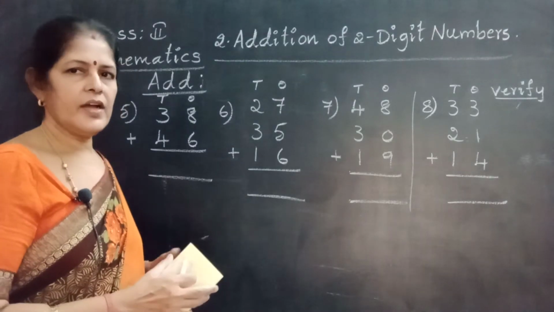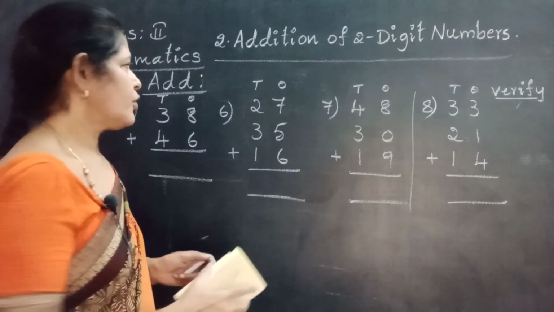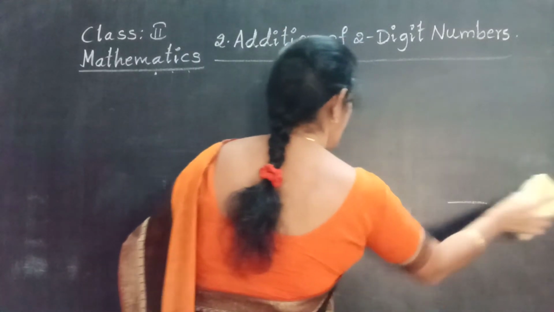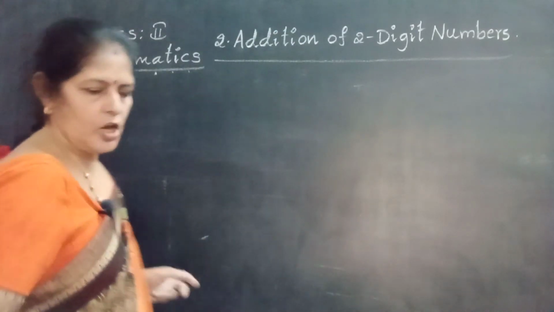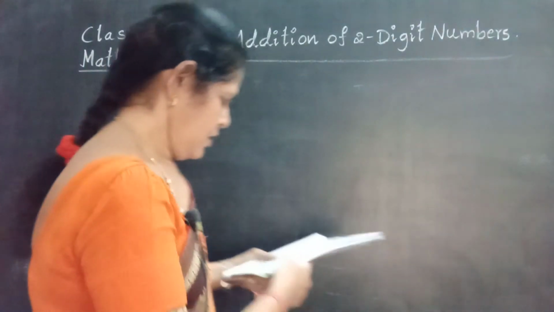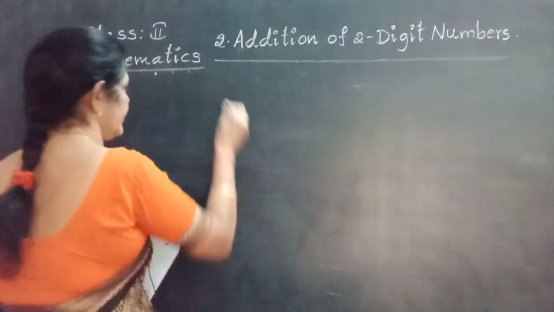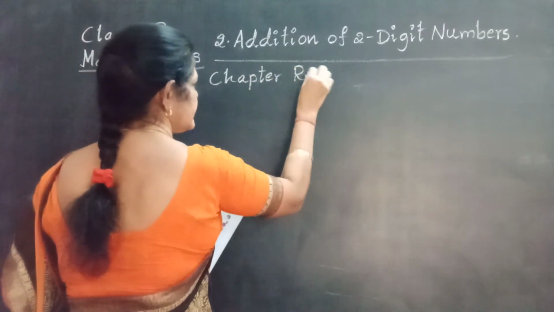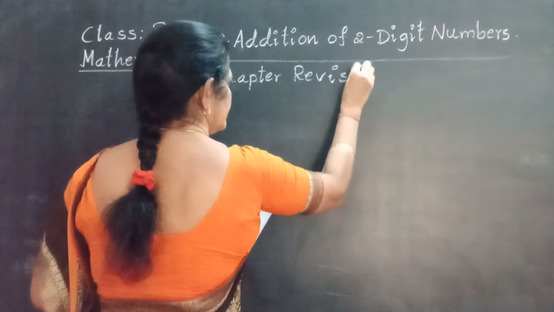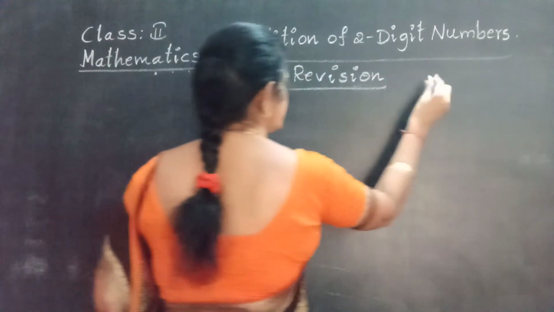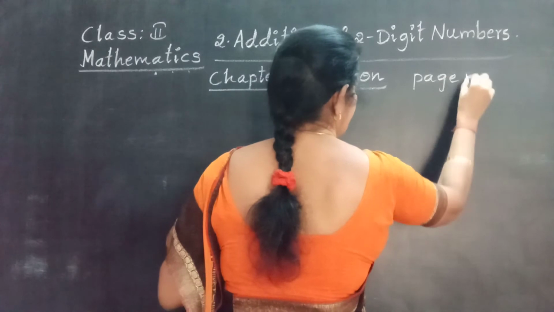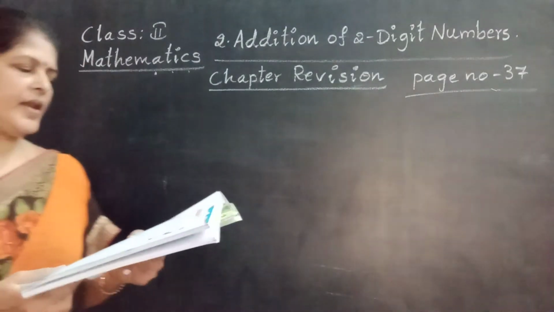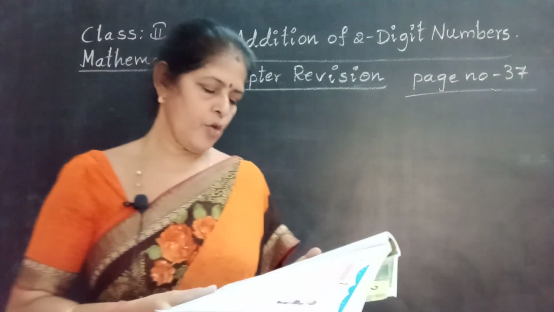And learn tables. Okay, now we are going to the textbook part. Open your textbook, Nana. Yesterday's continuation, chapter revision, page number 37. Open your textbook, page number 37. Come on. See, we have completed Roman A, Roman B, Roman C.